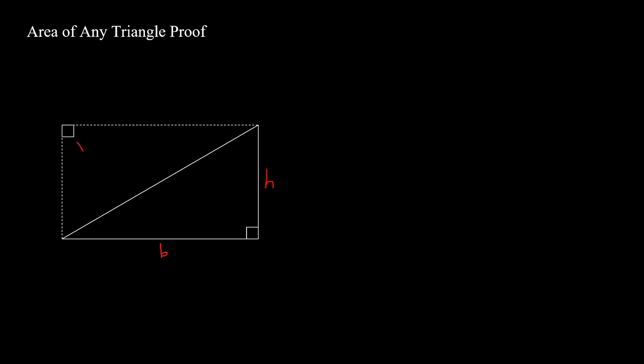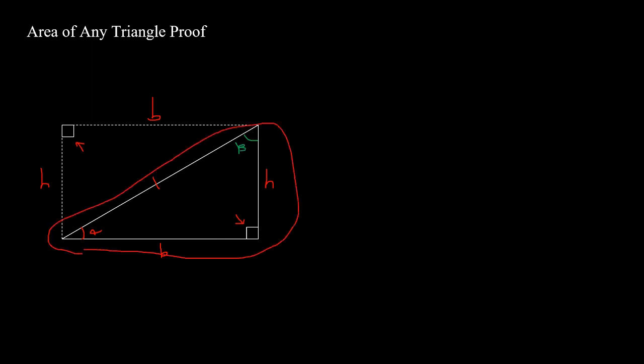And you can see that they both have 90-degree angles. They both have legs of H and B, and they also share the same hypotenuse. Another thing to note is that, say we call this angle alpha and this angle beta. So within the first triangle that we drew, the one that I'm circling in red, we know that alpha plus beta plus 90 degrees is going to equal 180 degrees.